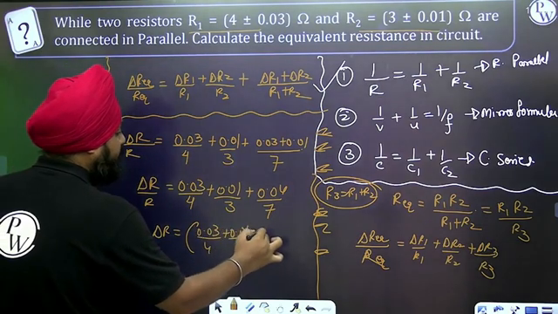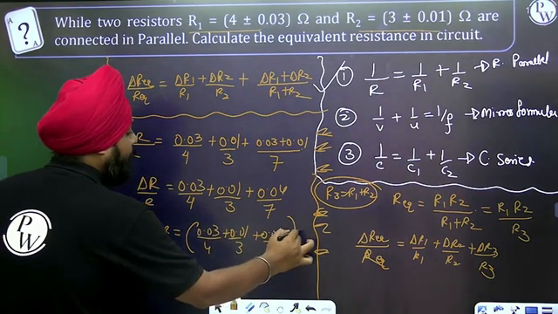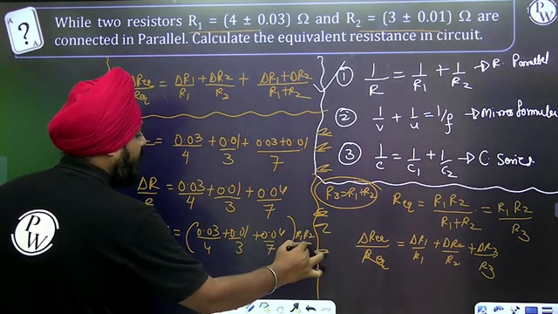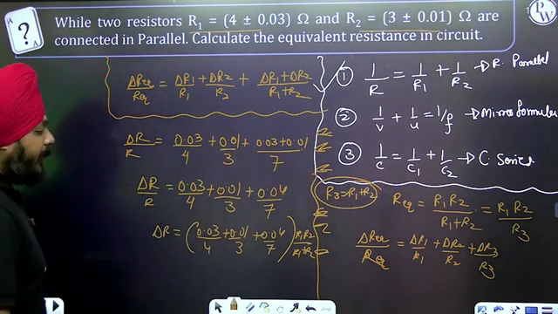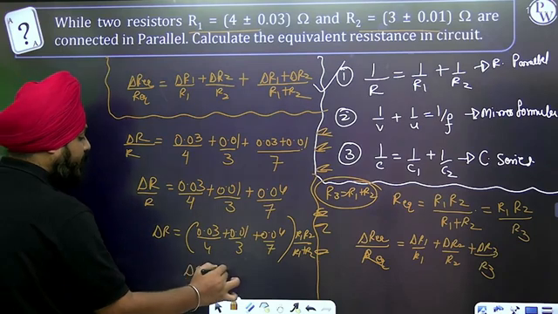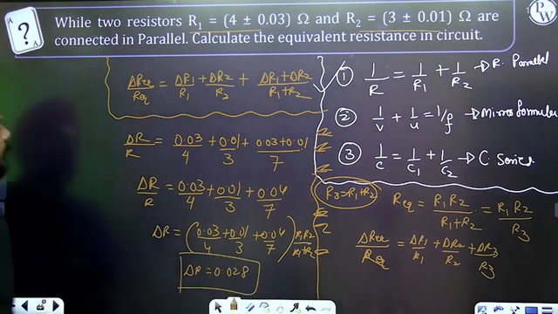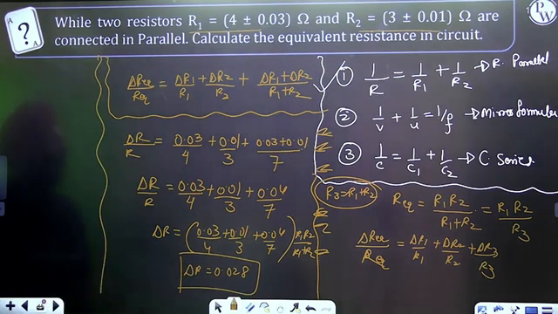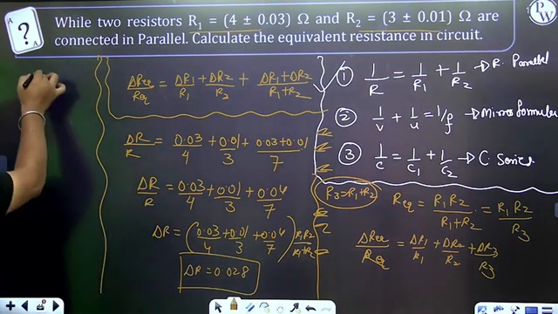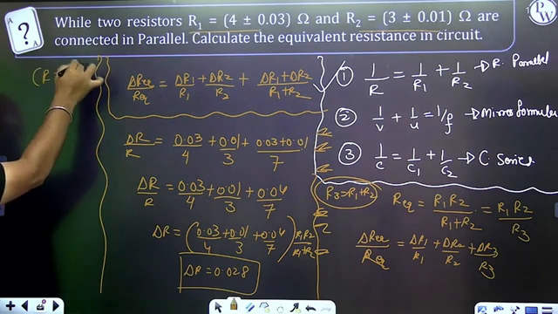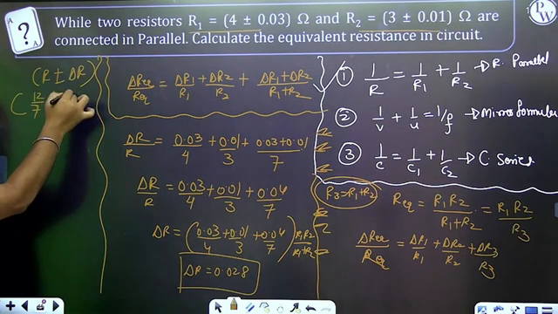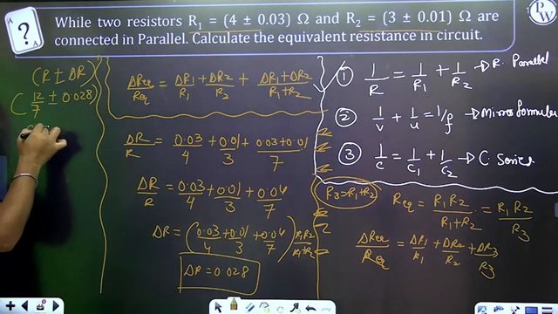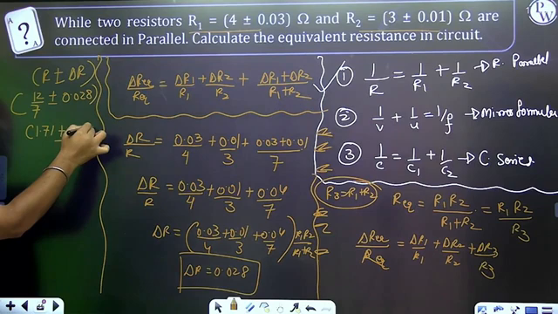0.01 divided by 3, 0.04 divided by 7 into R1 R2 divided by R1 plus R2. So replacing the values, because here R will be shifted to that side to calculate the actual error, delta R you are going to get is 0.028. So the final equation is R plus or minus delta R. This is R1 R2, that is 12 by 7, plus or minus 0.028. Finally it is going to come upon 1.71, 0.028.